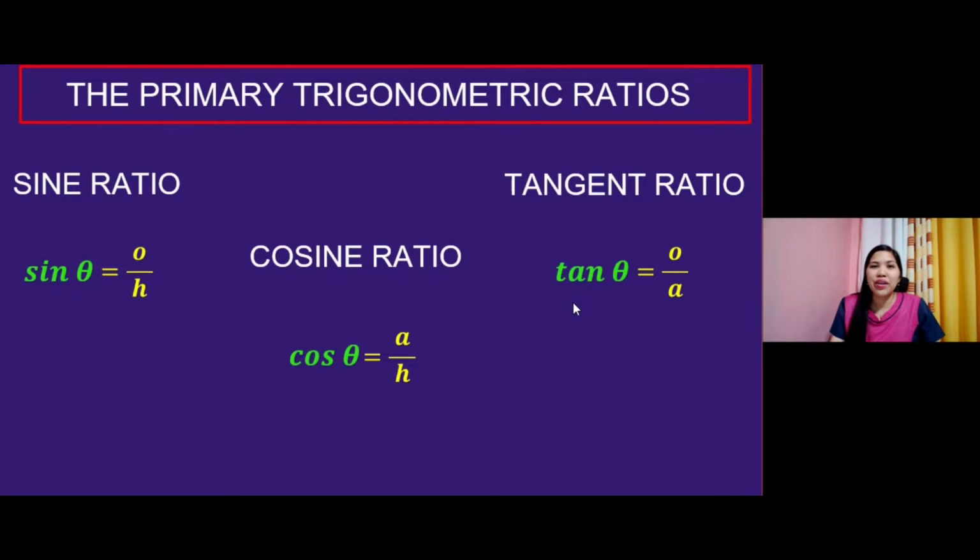So we have here our technique in memorizing these primary trigonometric ratios. We have here SOHCAHTOA. You have here sine, opposite over hypotenuse; cosine, adjacent over hypotenuse; and you have here tangent, opposite over your adjacent.